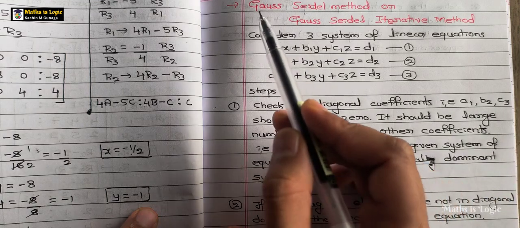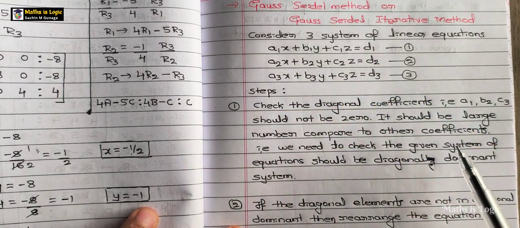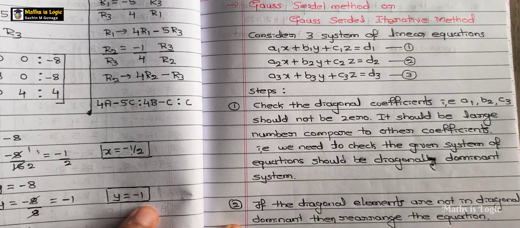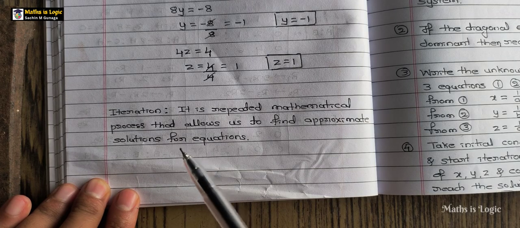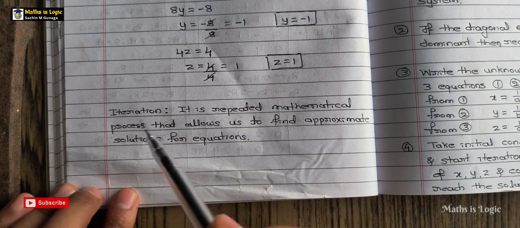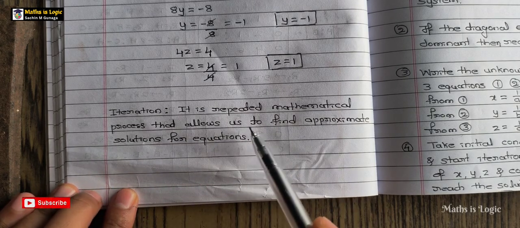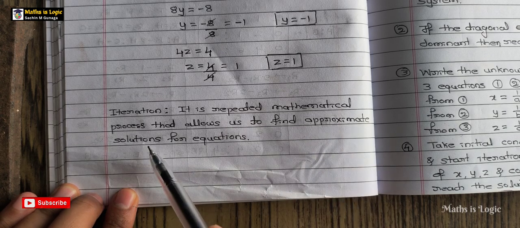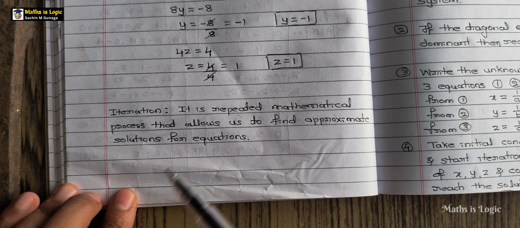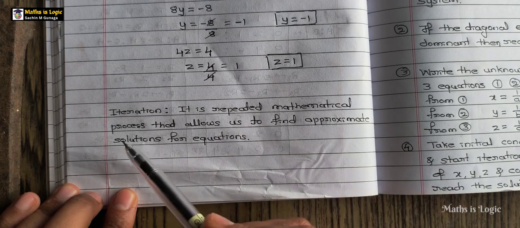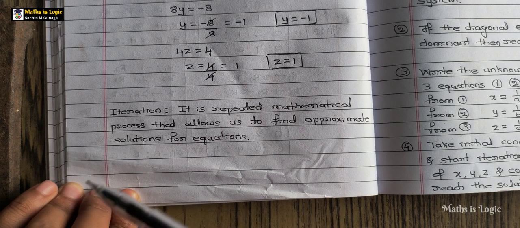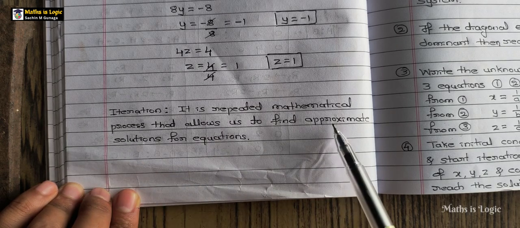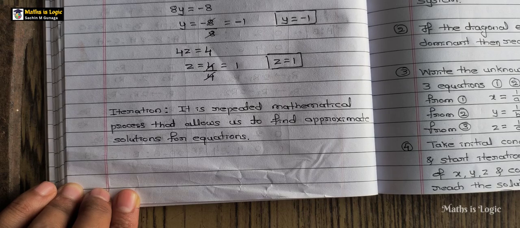So before going into the Gauss-Seidel method, let us understand what is meant by iteration. Iteration is a repeated mathematical process that allows us to find approximate solutions for equations. So here we are going to repeat the mathematical process, whichever process it is, to find the approximate solution for the equation. That is what we call iteration.